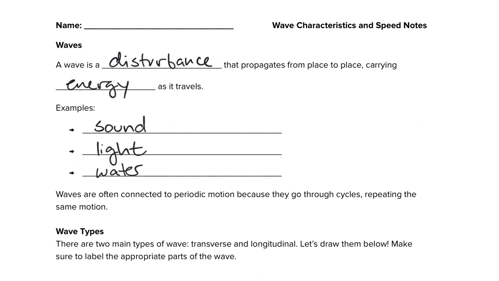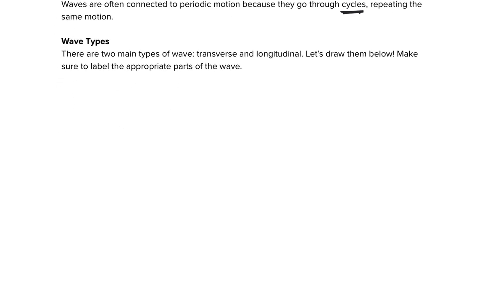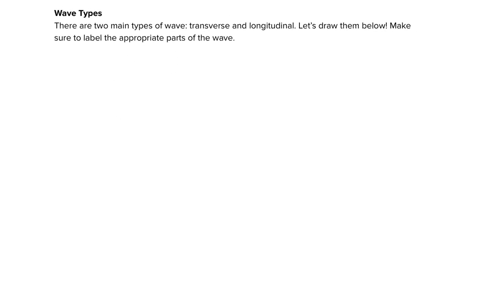And the reason that waves are connected to periodic motion, which is the same thing as simple harmonic motion, is because they go through cycles. It's a repetitive motion. Just like the pendulums and springs that were swinging back and forth or bouncing up and down in our lab last class. So today we are going to also be discussing the two main types of waves, transverse and longitudinal. And we're going to be drawing those and labeling them.